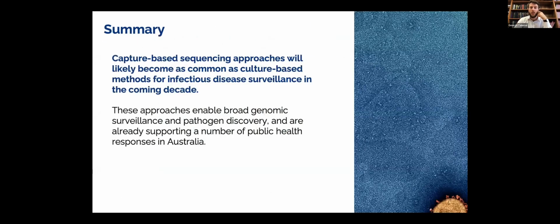So just in summary, I realize that was a whistle-stop tour of some of the work we've been doing in capture-based sequencing approaches, but I personally think they're going to become more and more common in the next 5 to 10 years as some of the drawbacks of traditional culture-based approaches become more and more evident, and we really need to have more comprehensive data sets to inform surveillance and other public health measures related to that. And just highlighting some of the examples in Australia and how these approaches are already informing public health in our setting.